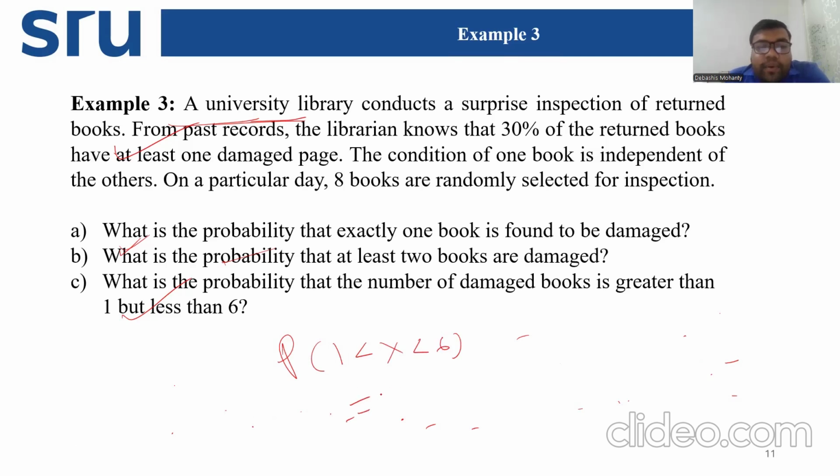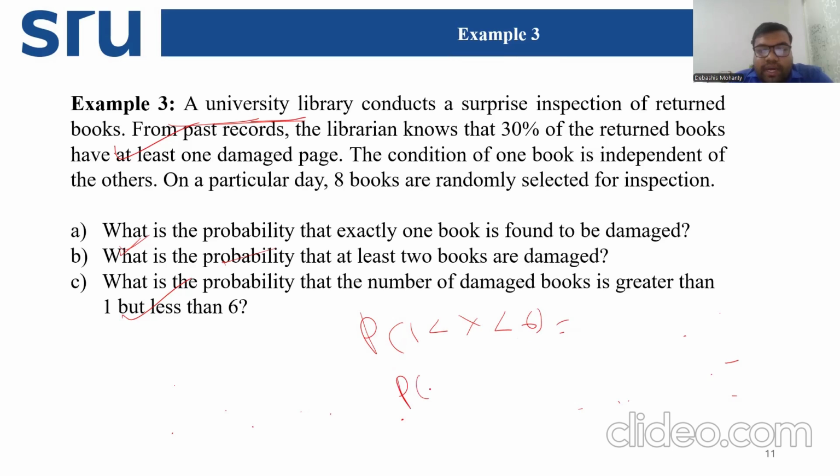To find the probability between 1 and 6, the first book is 1 and the last is 6. So try to understand the question. What is the probability that the number of damaged books is greater than 1 but less than 6? So here we need to find the probability of 1 less than x less than 6.